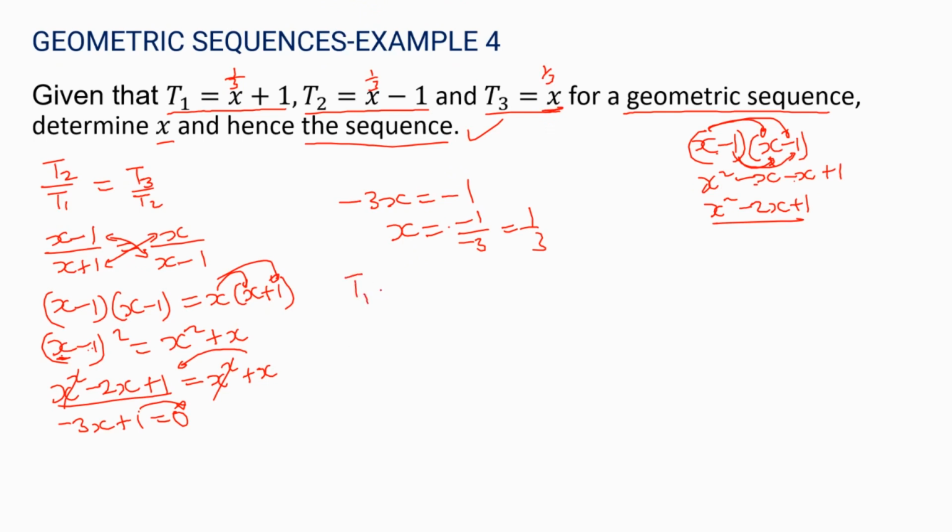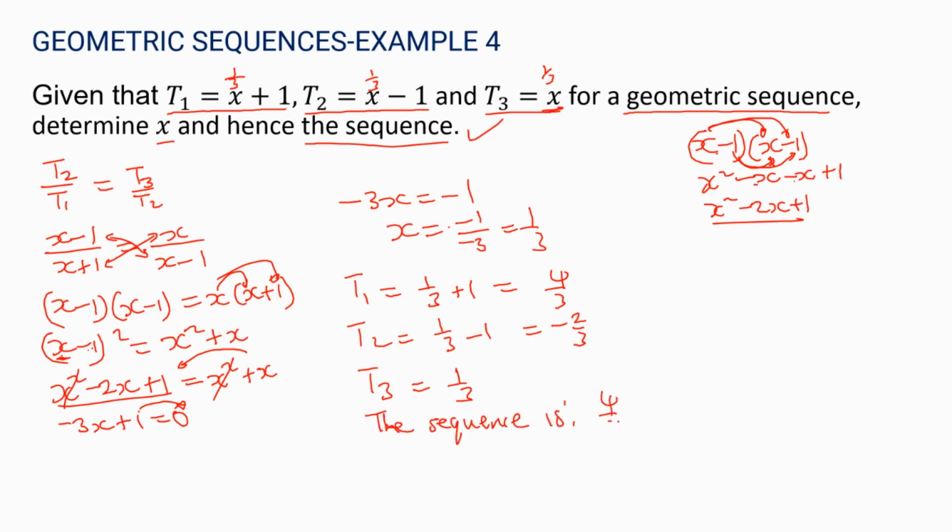So t1 is equal to 1 over 3 plus 1, which is 4 over 3. t2 is equal to 1 over 3 minus 1, which is negative 2 over 3. Then t3 is equal to 1 over 3. So the sequence is 4 over 3, negative 2 over 3, then 1 over 3. It goes on like that.